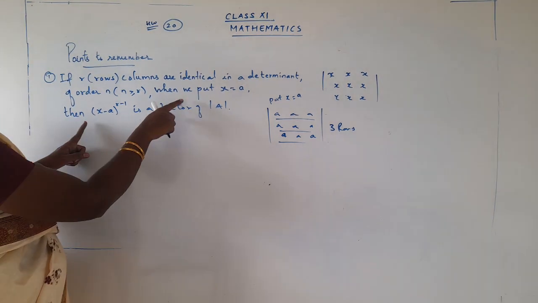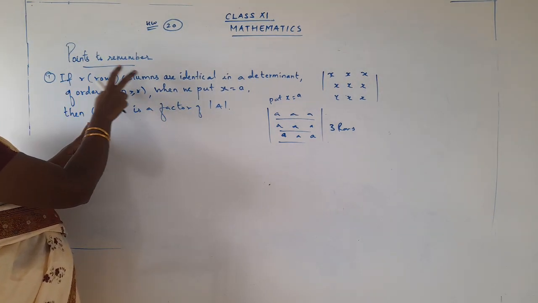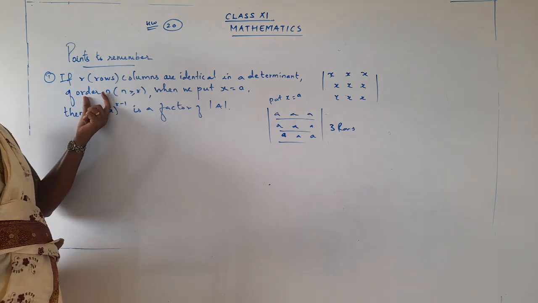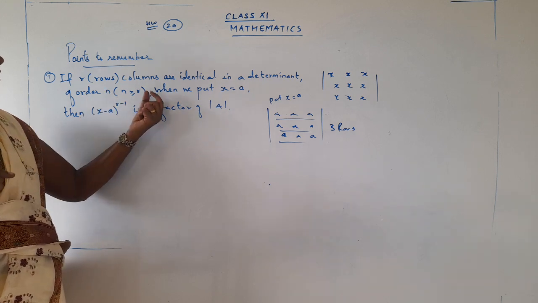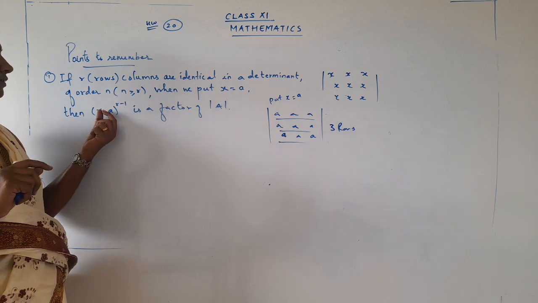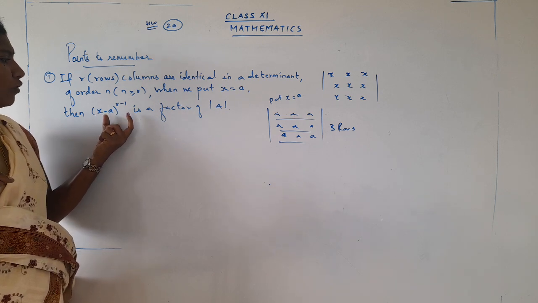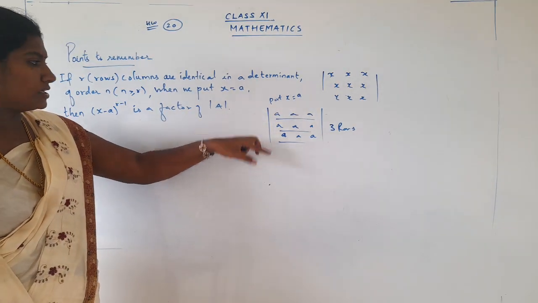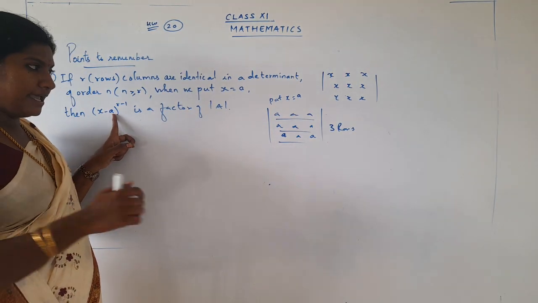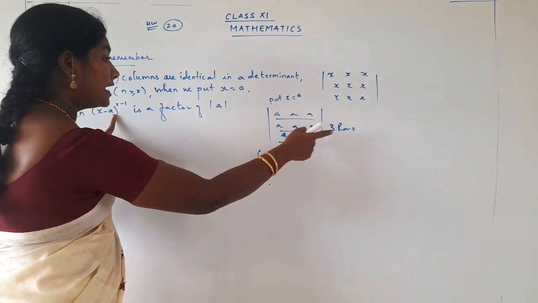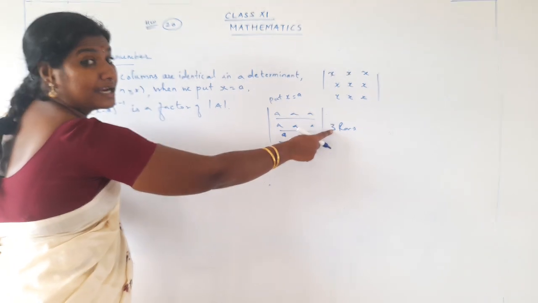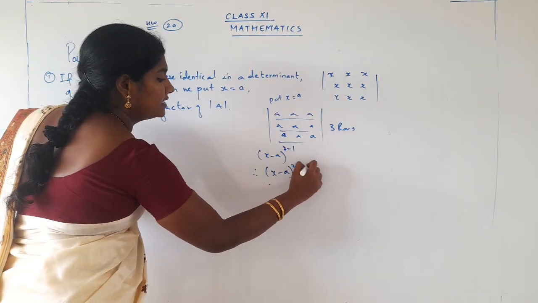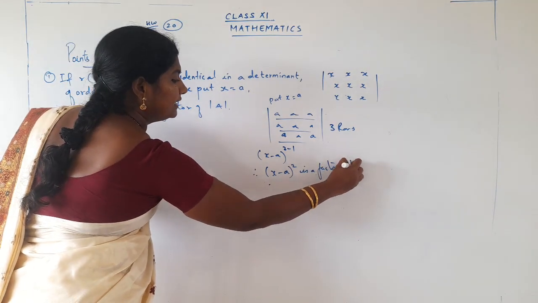See it. If any number of rows or any number of columns are identical in a determinant of order n, then if you put x is equal to a, x minus a, the whole raised to r minus 1, is a factor. So now here I have put x is equal to a. So what is the factor now? X minus a, raised to r minus 1. Here r is 3, how many rows are identical? 3. So 3 minus 1. So I can say that x minus a, the whole squared, is a factor of determinant a.